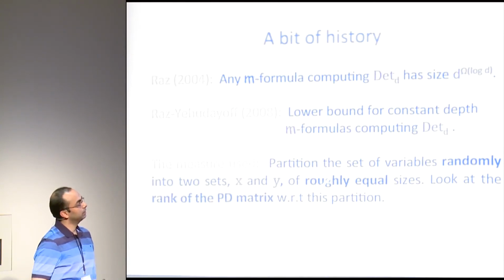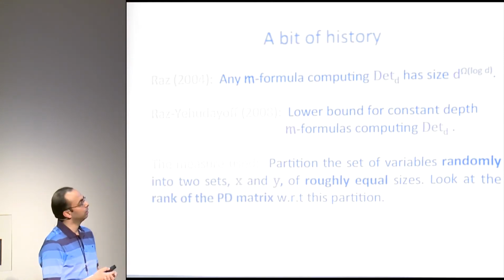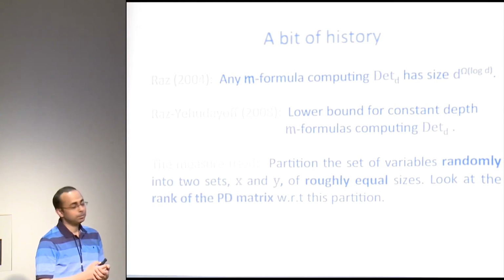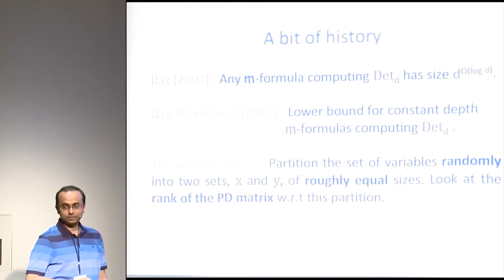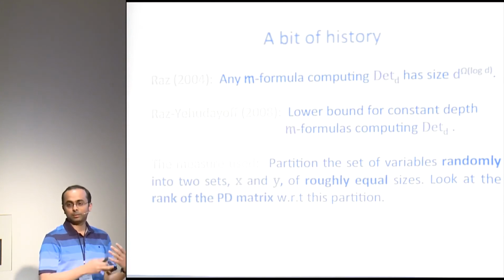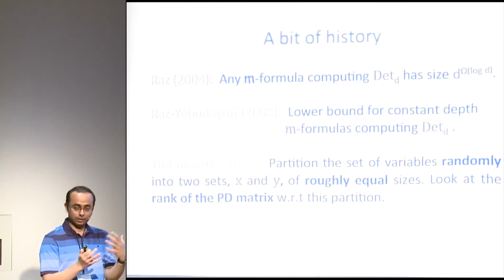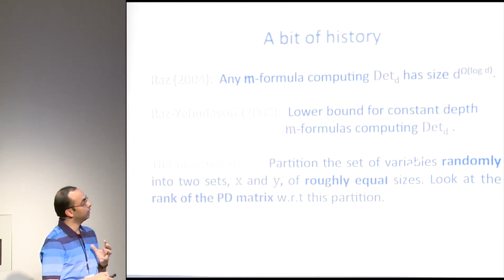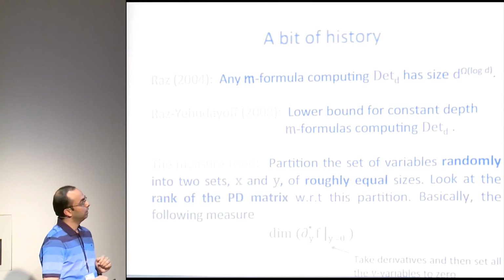Still history, and this was covered by Ramprasad. The way they did it, Raz and Yehudayoff, and another paper which I missed here is by Raz, Shpilka and Yehudayoff, for multilinear circuits, had very interesting and compelling results and separations for multilinear formulas and circuits. They use a measure which uses a partition of variables, and Ramprasad talked about it: by randomly partitioning variables into roughly equal chunks, you look at something called the partial derivative matrix and its rank. But if you were not present in his talk, just take this as the simplest example. This is the measure.